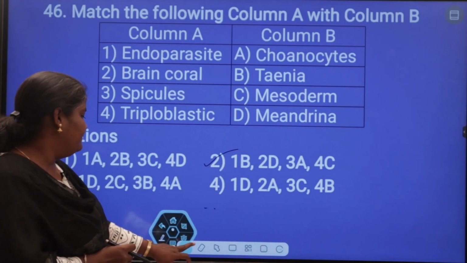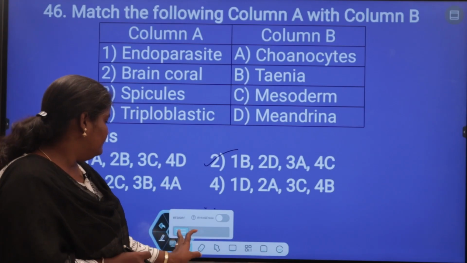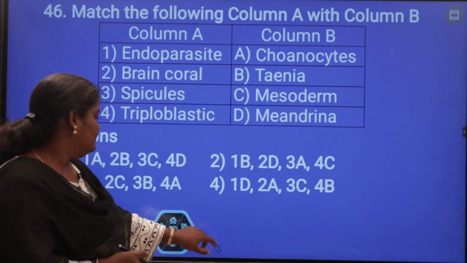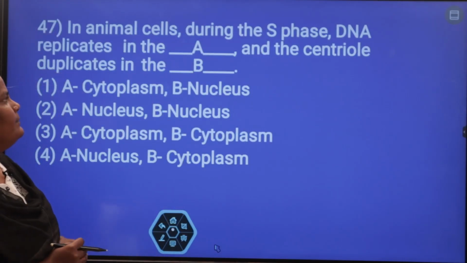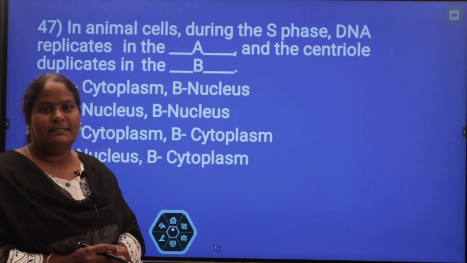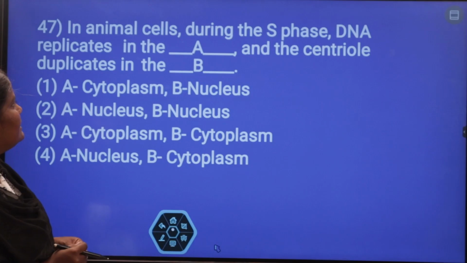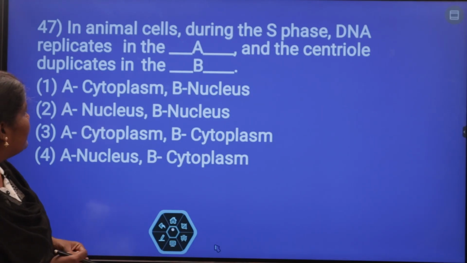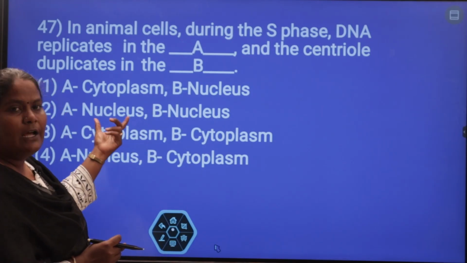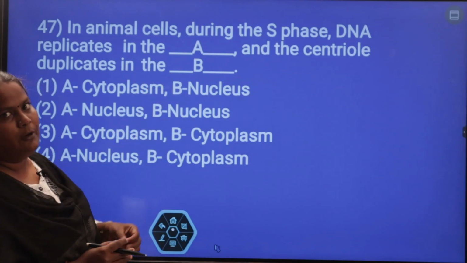Okay, next question. It belongs to the chapter called cell cycle, 11th syllabus. In animal cells, during the S phase, DNA replicates in the dash and the centriole replicates in the dash. It has A and B. You have to select the proper options for A and B.